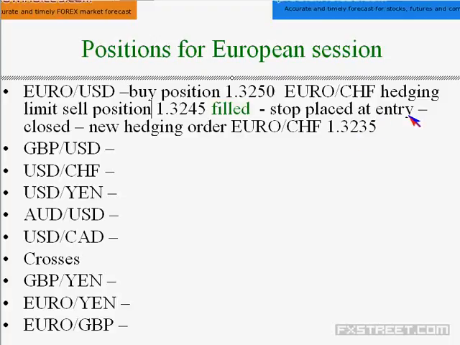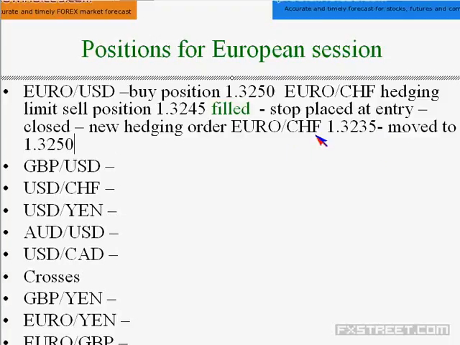Then subsequently, when I was stopped out at entry, I am not taking an unlimited risk, and immediately I kept the new hedging order around 1.3235, because the low set was 1.3237 in the case of euro CHF. So I kept it at 1.3235. Now euro CHF has moved to 1.3281, currently trading around 1.3283. So I kept the hedging order at 1.3250, just 30 pips below the current level. It's only an order.